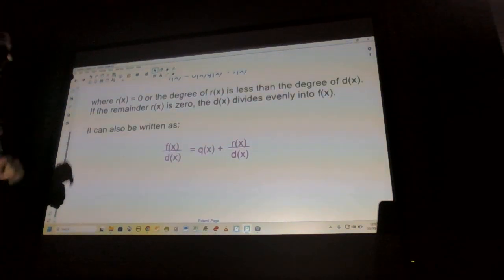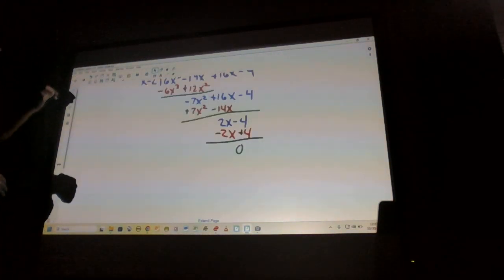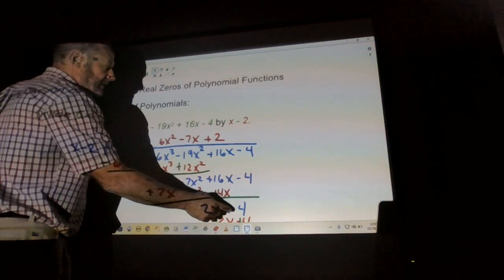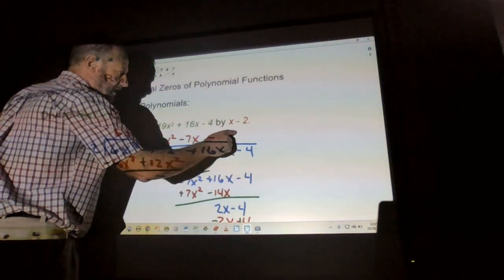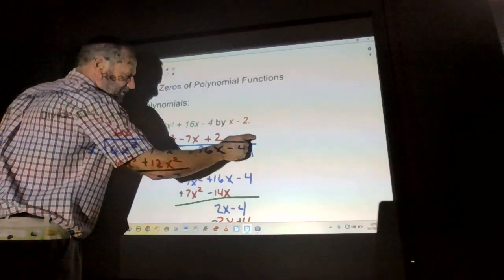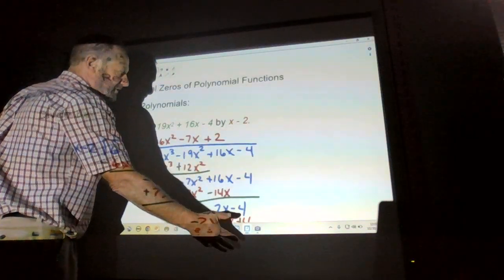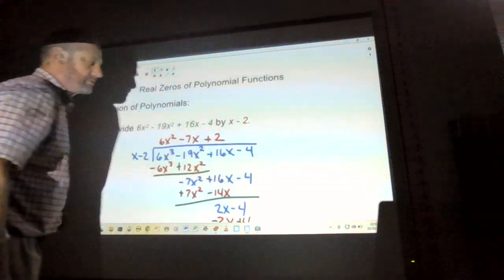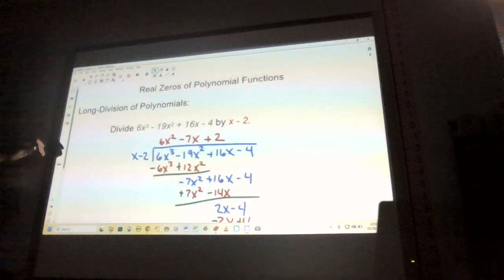It can also be written like this. If I did have a remainder, let's say I went back to this and had a remainder at the end, I would take whatever the remainder is, go plus, and put it over x minus 2. So if my remainder was, say, 3, I'd go plus 3 over x minus 2, and that would be my answer.